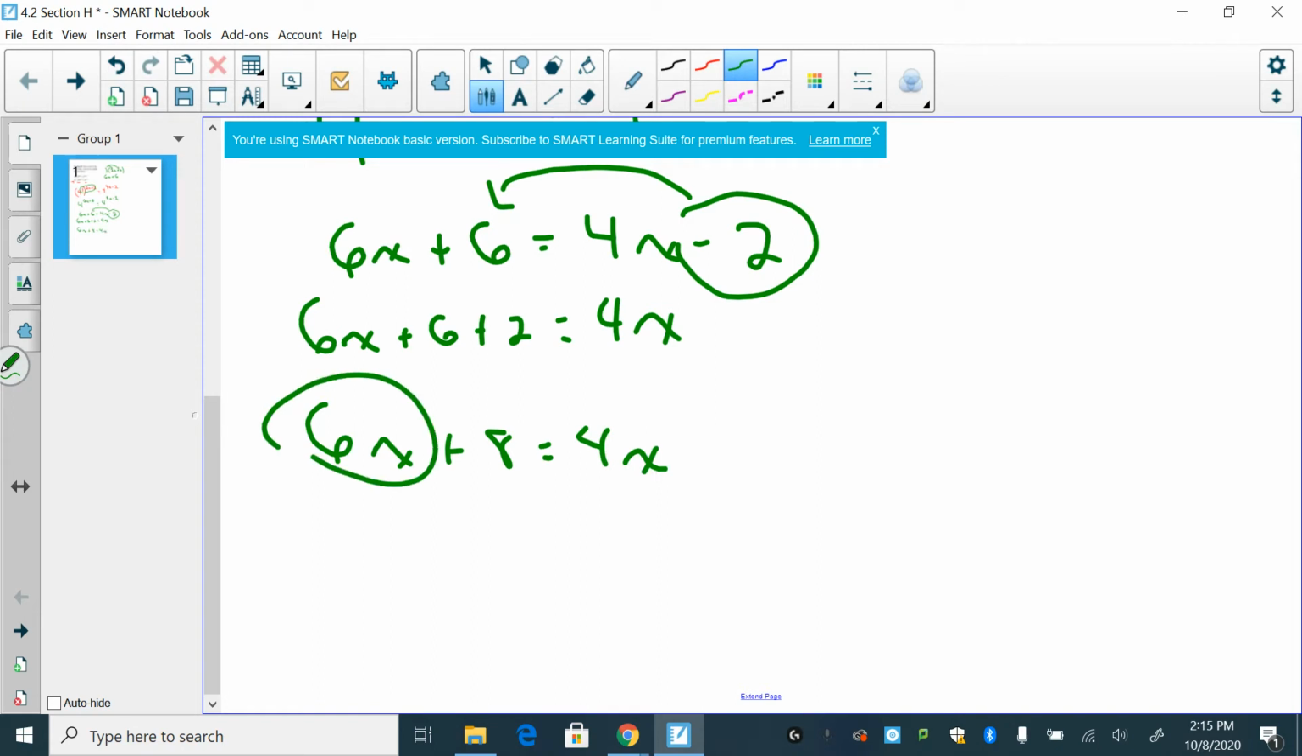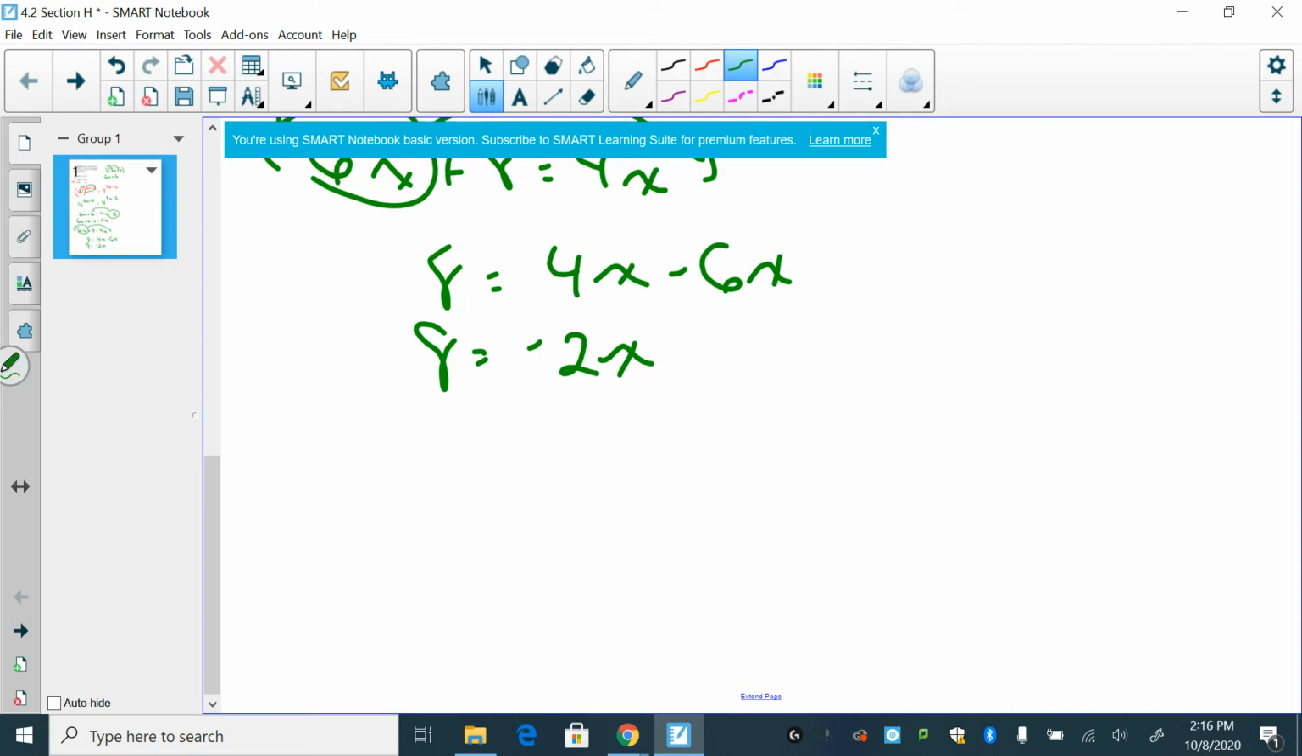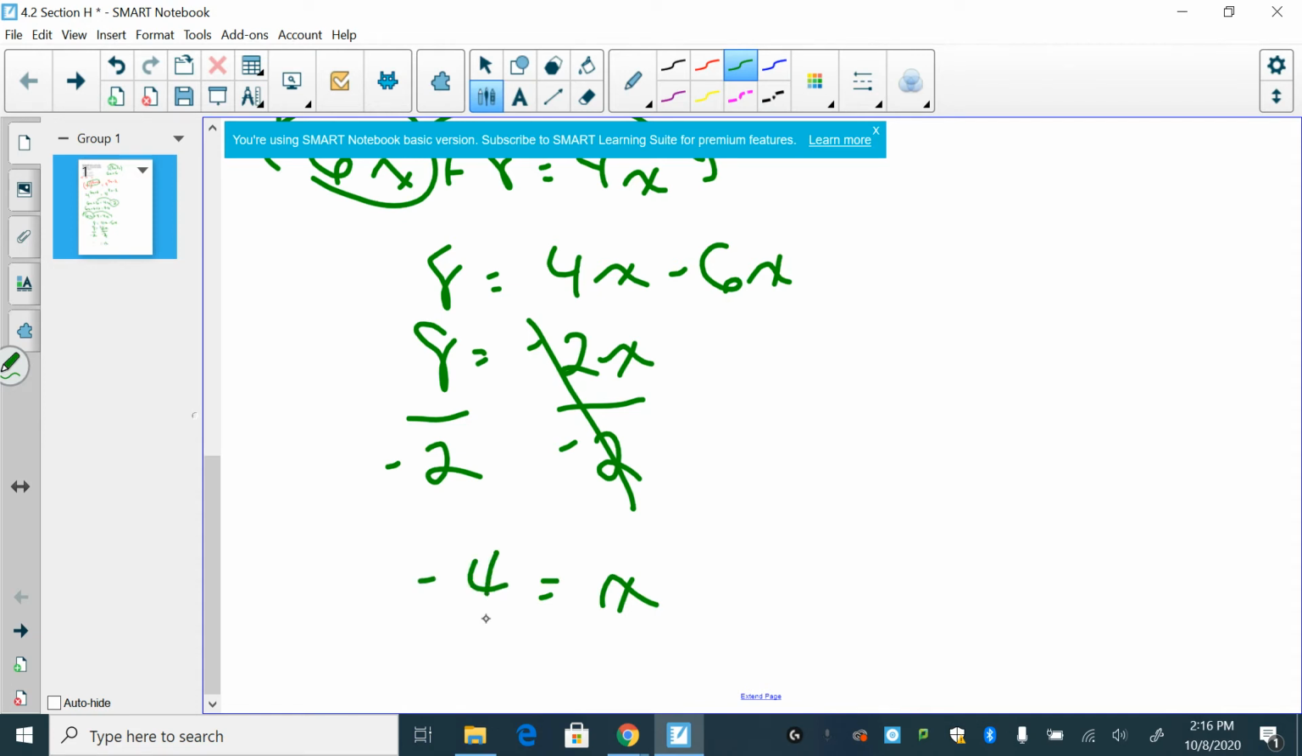So I'm going to move this over here. Remember, it's positive. So when I bring it over, it's going to be subtract 6x. So I've got negative 2x. And then you're going to divide both sides by negative 2 because I want these to be crossed off. And I get negative 4.